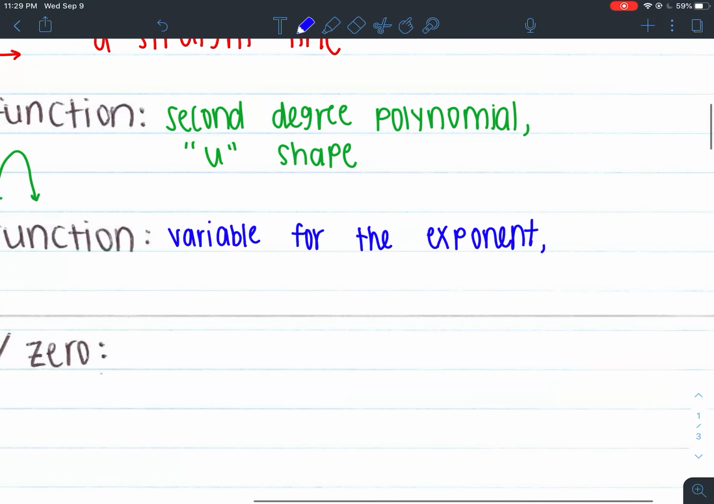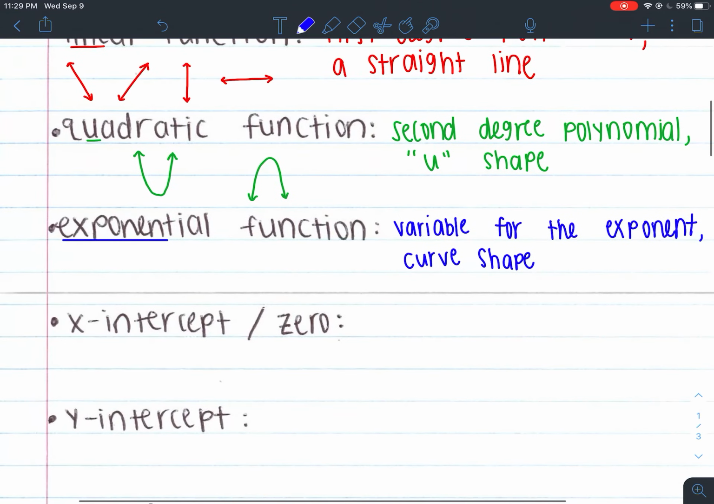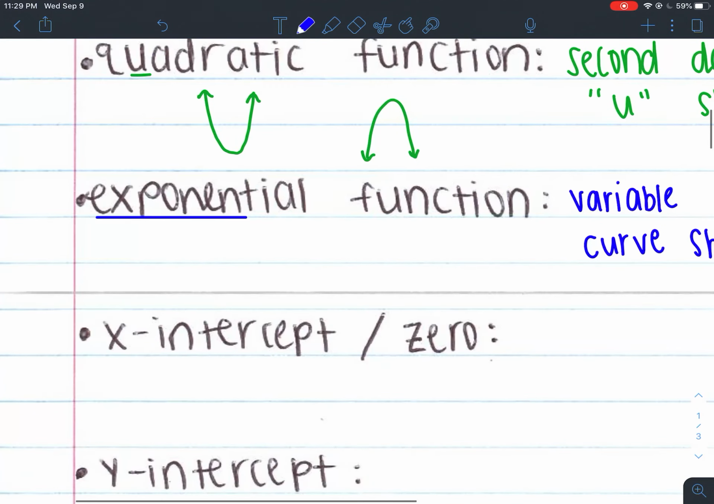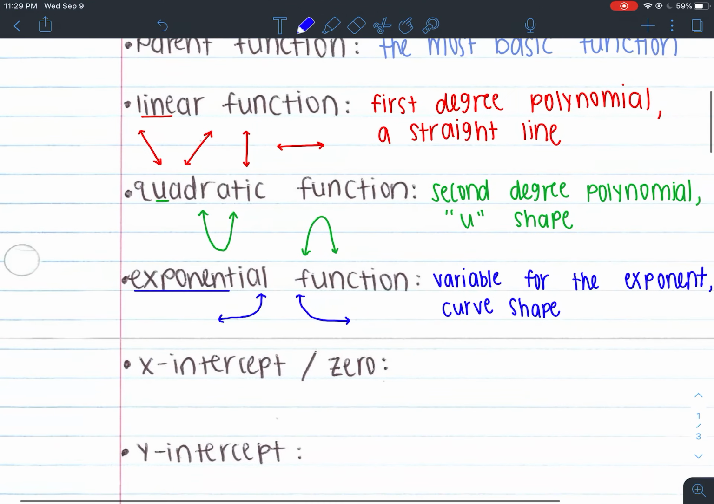Okay, and this is a curve. It's a curve shape. And I'll go ahead and draw some pictures of what this looks like. So, an exponential function has a variable for the exponent, and it's a curve shape. So it looks something like this. It starts off flat and then it increases, kind of like a J, right? Or it can also face the other way and go the other way like this. So they could be opposites of each other.